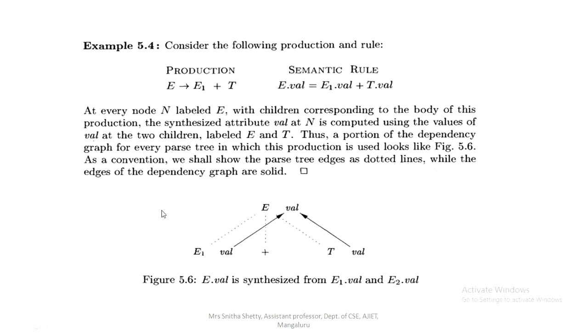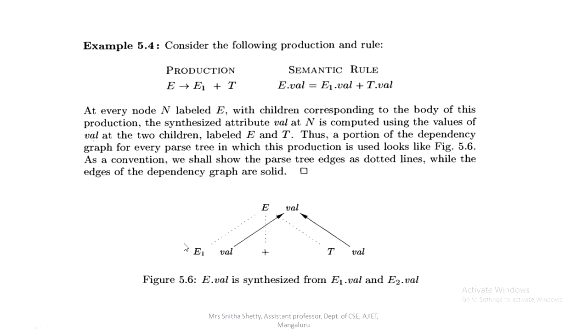So look at the difference here. The dotted line is parse tree edges while the dependency graph edges are solid. Here you are showing the arrow mark for value as a solid edge, and for the node using the dotted lines. Okay, so this is how we are constructing a dependency graph.